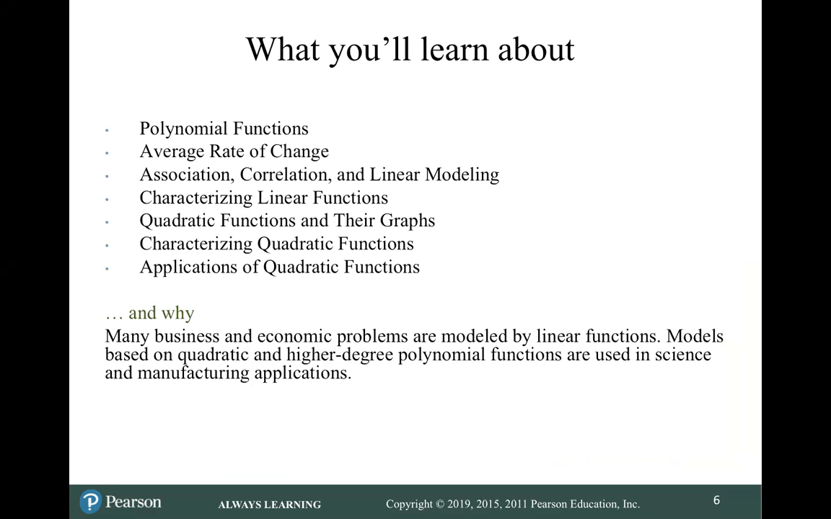What we'll learn about in this video: polynomial functions, which we reviewed today or last class, average rate of change, association, correlation, and linear modeling. This has to do with regressions that we looked at a while ago. Characterizing linear functions, so what is it that makes a function linear? Quadratic functions and their graphs, characterizing quadratic functions, and applications of quadratic functions.